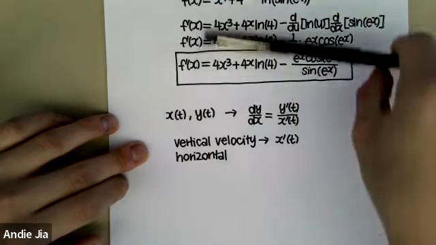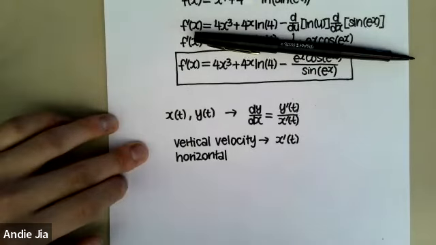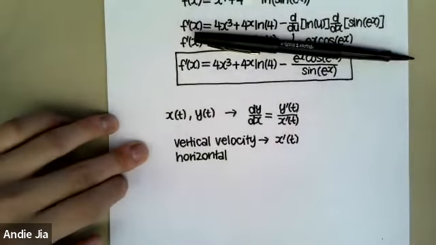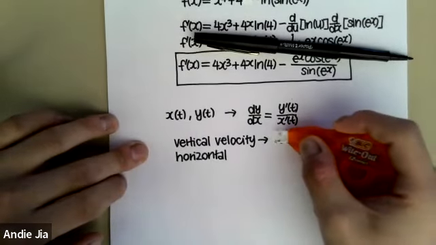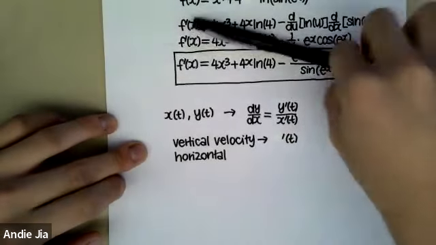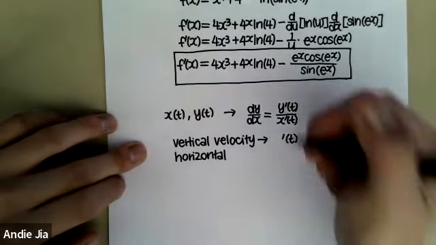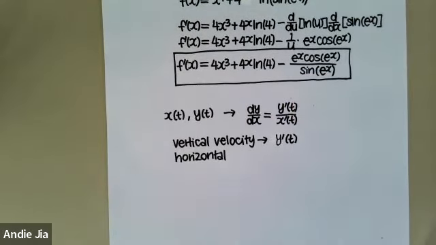Oh wait, I made a mistake. I just caught a mistake. Oh, I forgot. y is a vertical movement, but x is a horizontal movement. Oh, in that case, I'm so sorry.